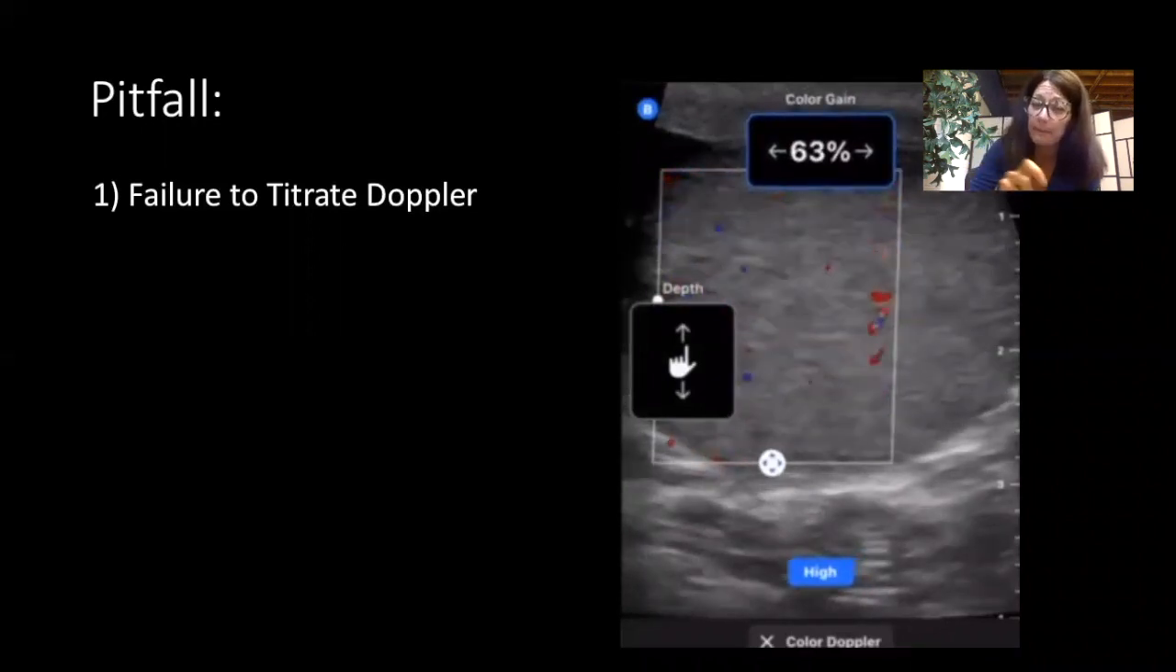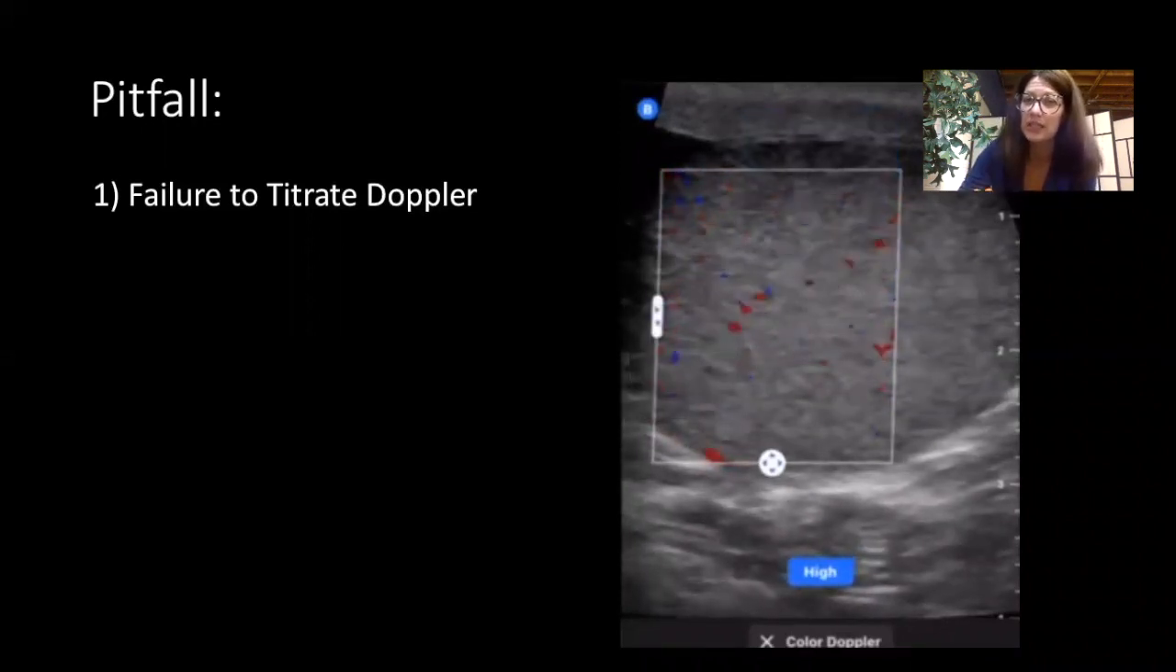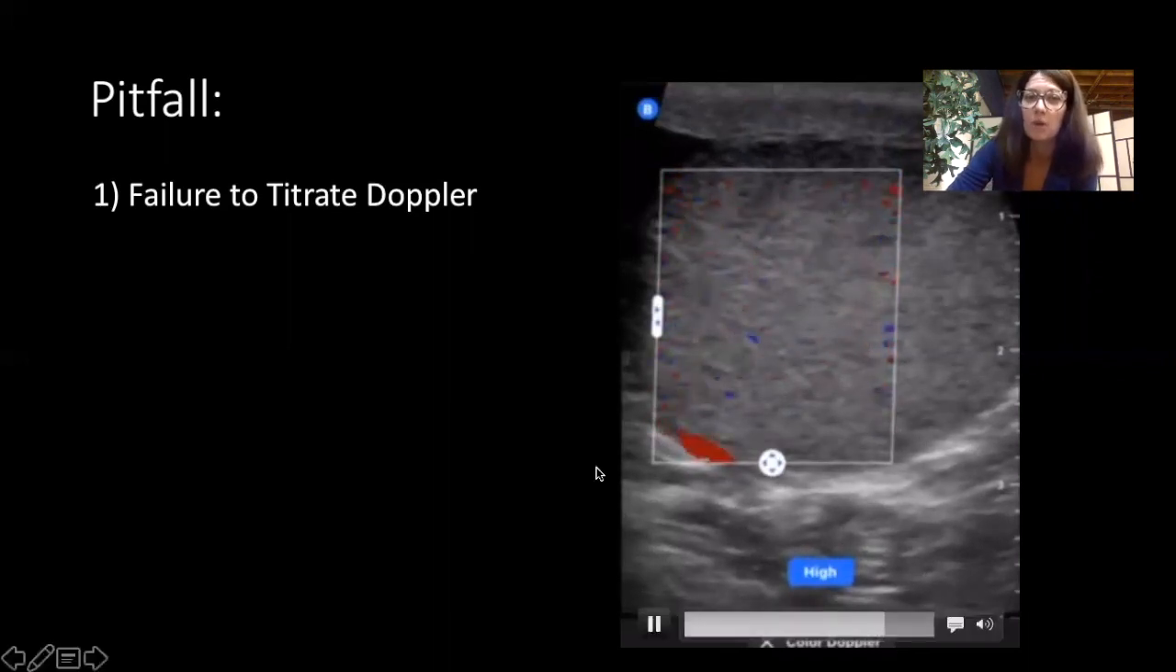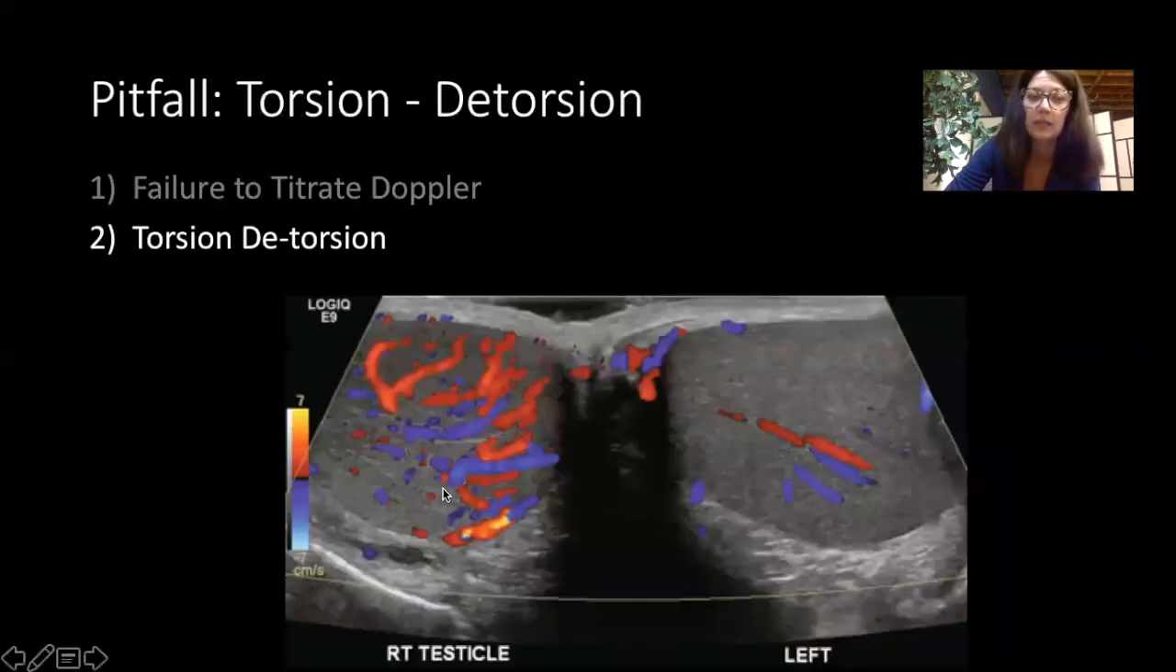So I would turn it back down until I'm just seeing the most minimal amount of flow that's going to give you the most accurate scan. Another pitfall is torsion and detorsion. So if you see a patient and they're in severe pain and then they're in no pain, and then you see a lot of flow to the testicle, very suspicious for torsion detorsion.